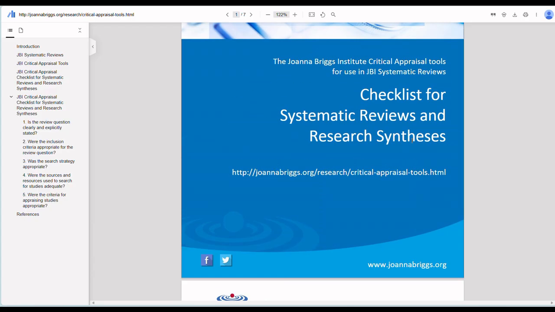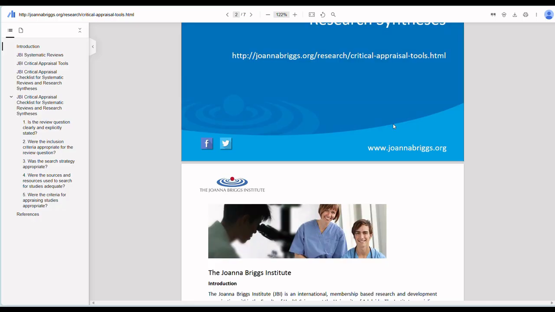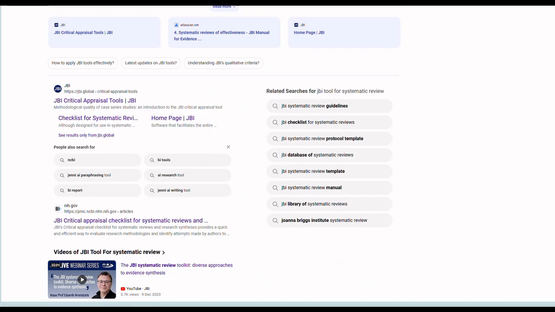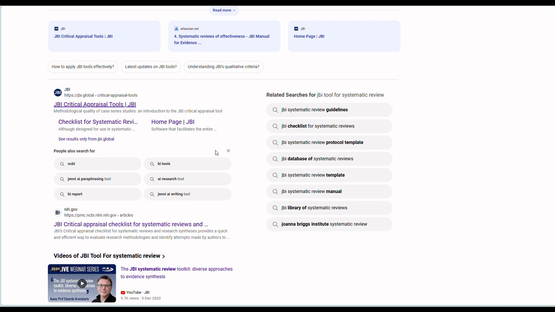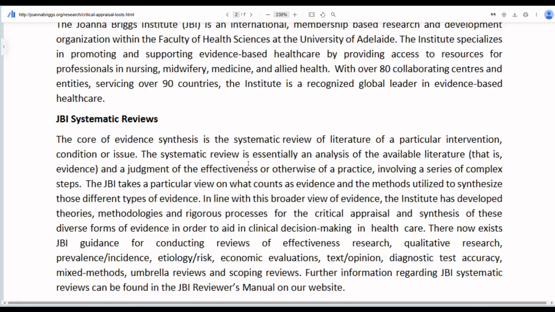I just searched for this tool, which is called the JBI tool for quality appraisal. If you Google it, just type JBI quality appraisal for systematic review on your laptop right now, and you will see that it will come up with this. Let me go back to this tab. This is the tab where I came from. I just Googled it, and now I have this. I clicked on it, I have this. I clicked on it, and it takes me to the appraisal tool itself. And here is the appraisal tool.